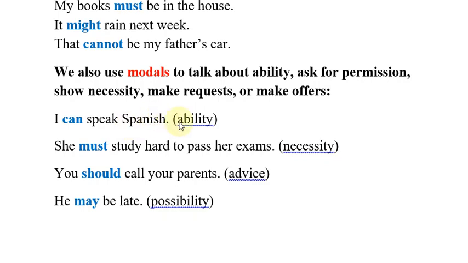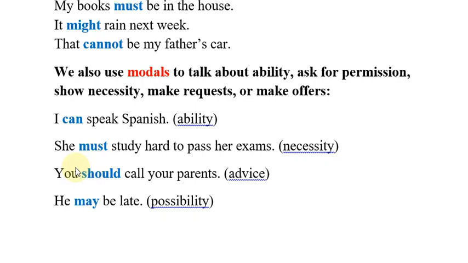This shows ability. She must study hard to pass her exams. This shows necessity. Basically, we say she studies. But when we have a modal verb before the main verb, we use the base form. She must study hard to pass her exams.